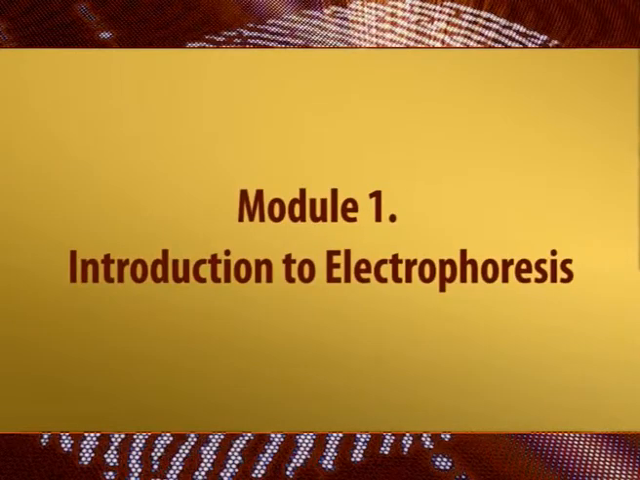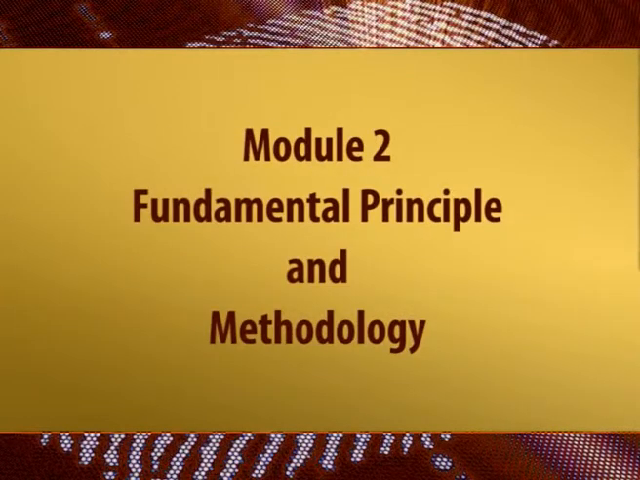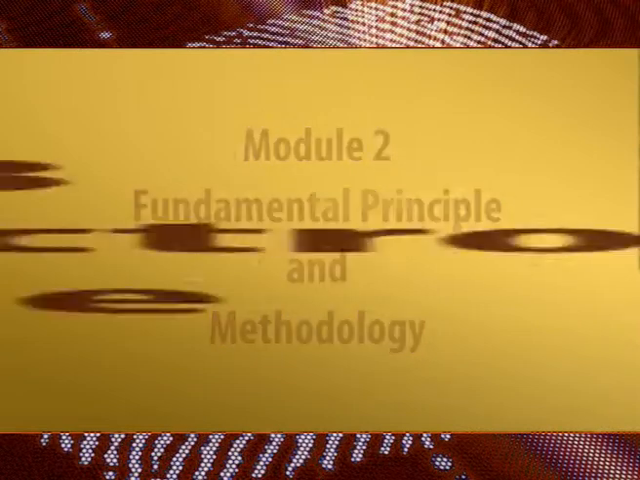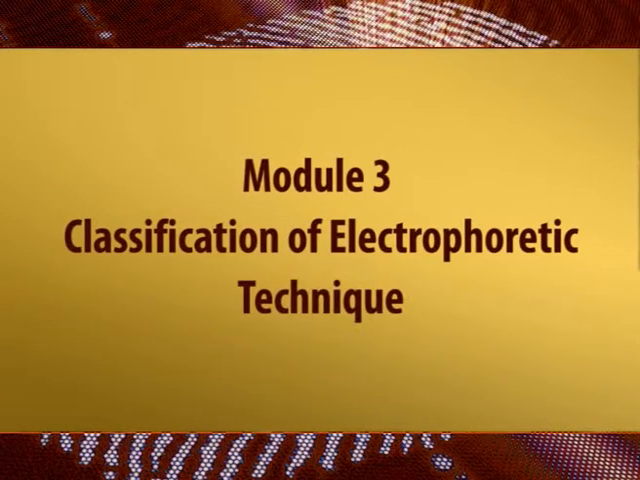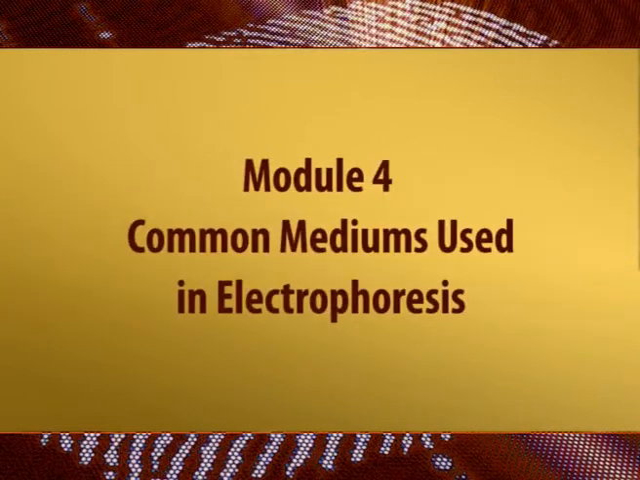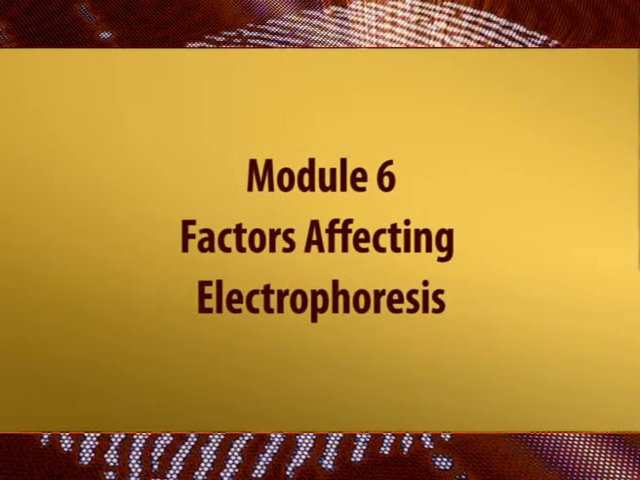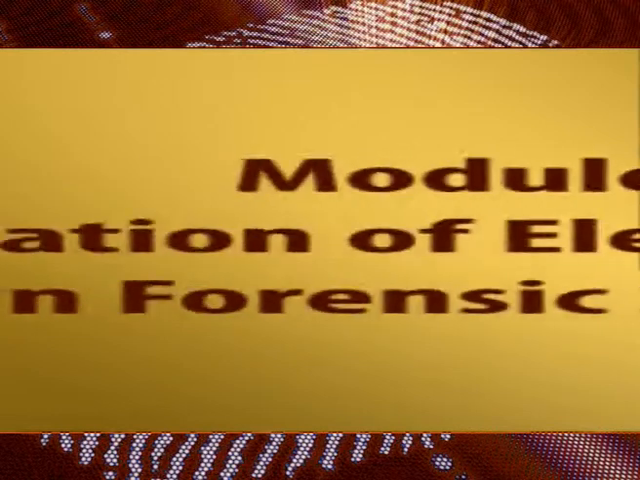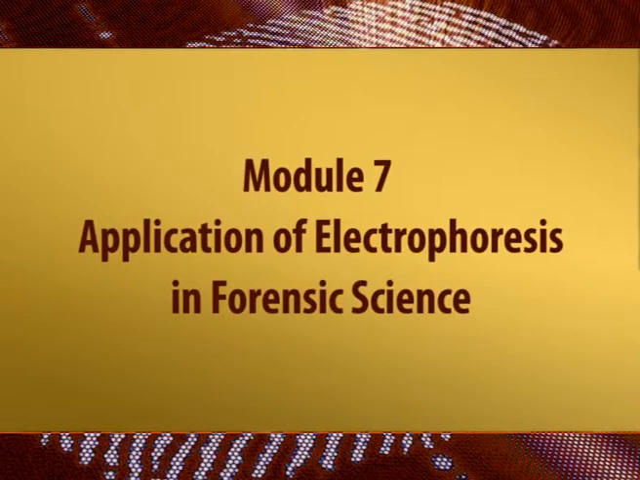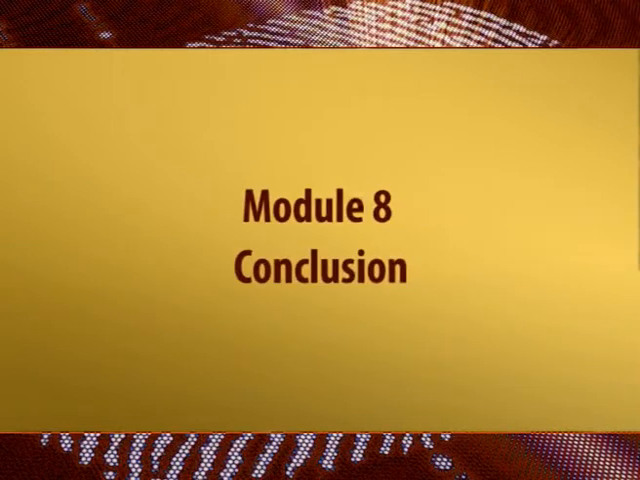Module 1, an introduction to electrophoresis; module 2, fundamental principle and methodology; module 3, classification of electrophoretic technique; module 4, the common mediums used in electrophoresis; and module 5, telling about the types of electrophoresis. Module 6 talks about the factors affecting electrophoresis, followed by module 7, application of electrophoresis in forensic science, and finally the conclusion in module 8.